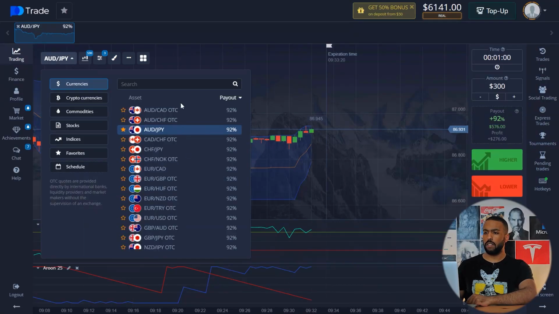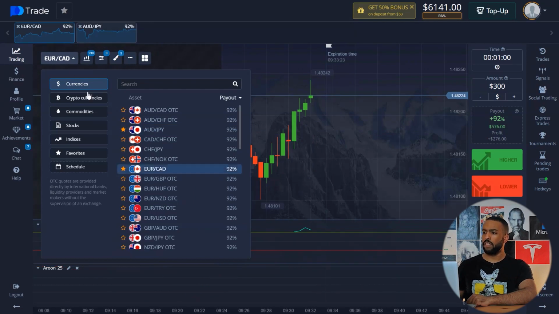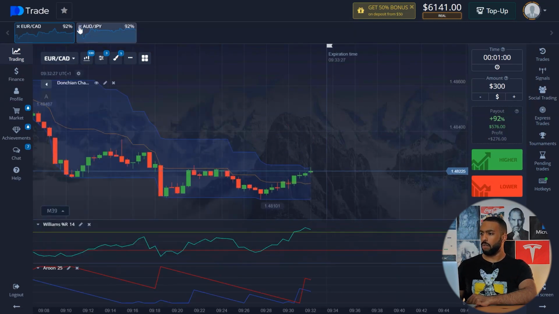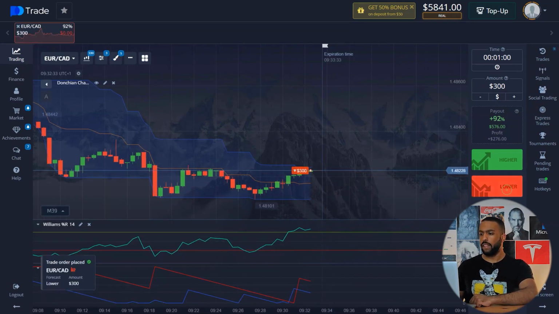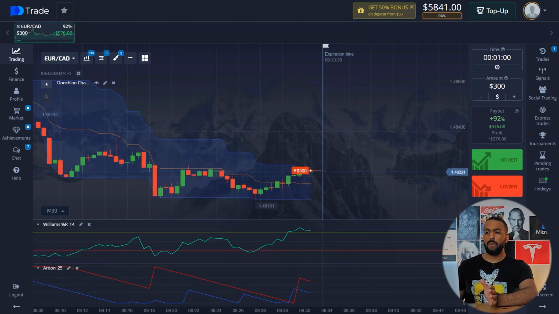Now let me change the currency pair and set it to the Euro Canadian dollar. It has a payout of 92%. And today I'll continue working with three indicators: the Donchian channel, Williams %R, and the Aroon indicator. I made a down trade for $300 for 1 minute, and the data from the indicators helped me to take this decision.